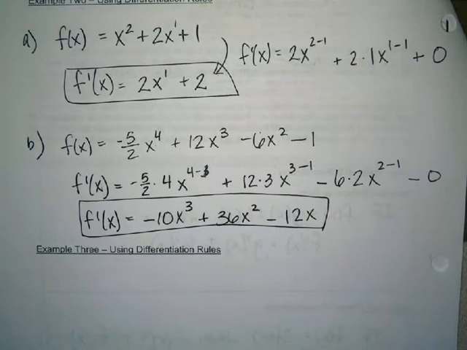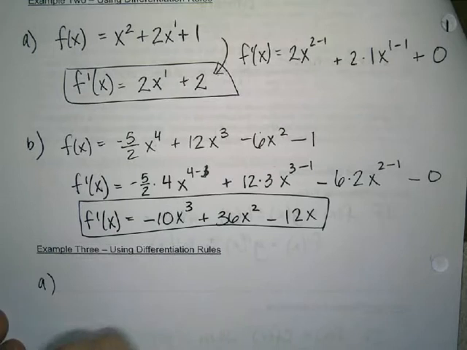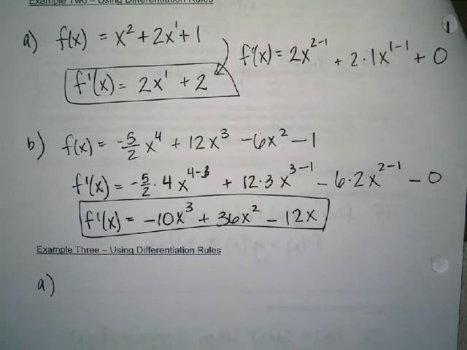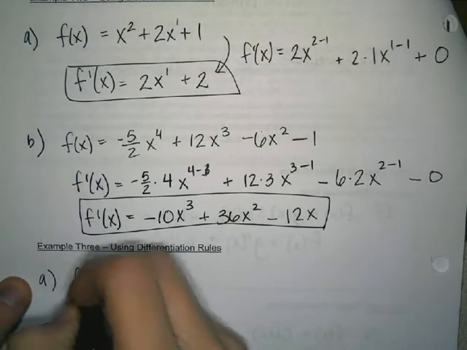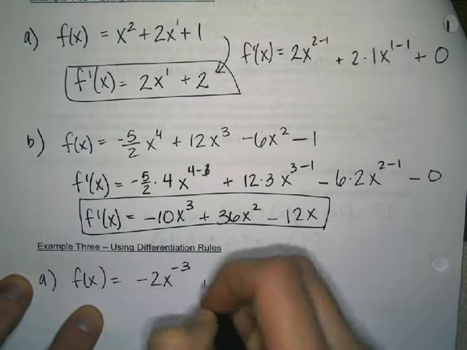Okay. Check on time here. Let's make an A, B, and a C here. For A, we have f of x equals negative 2x to the negative 3 plus 4x cubed minus 2x to the 1/2.